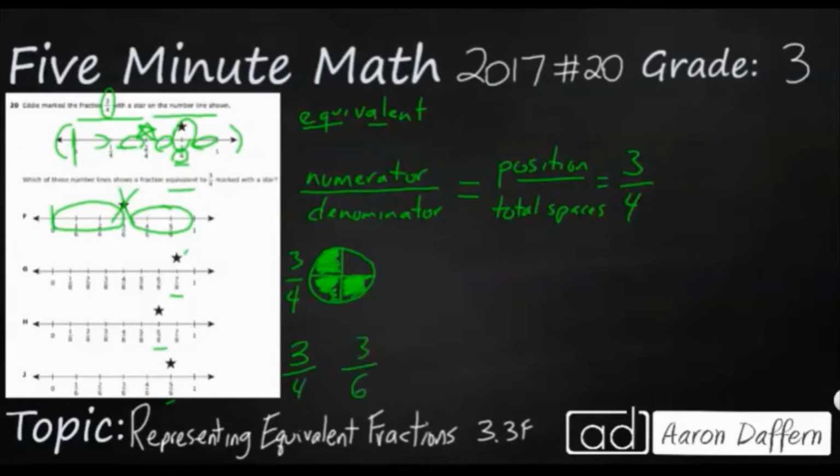The reason I know it doesn't work is because we have the same numerator. So I have 3 pieces here, 3 pieces here, but my denominators are different. This is 4 pieces, which means the pieces are kind of large. This is 6 pieces, which means they're smaller. So we can go ahead and get rid of F without even drawing a picture.